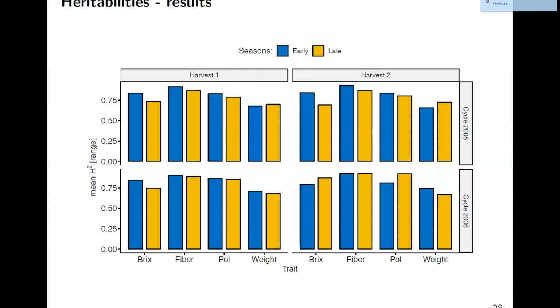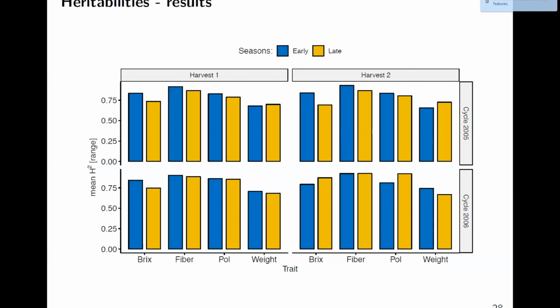Before showing the results, I'm just going to present some broad-sense heritability estimates for the traits that I'm considering here. I'm also going to use this to talk a little more about the traits. Basically, we have the ones that I mentioned: brix, fiber, pol, and weight. But they were measured in some different combinations of conditions. So we have a first harvest and a second harvest for the stage 3 data set. And also we have the 2 cycles that I mentioned. And we also have 2 seasons.